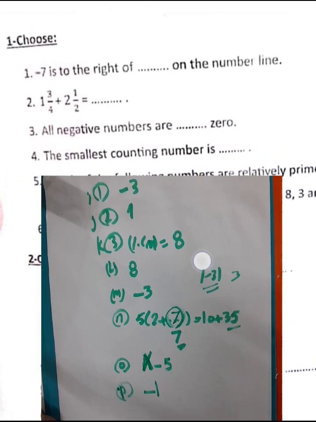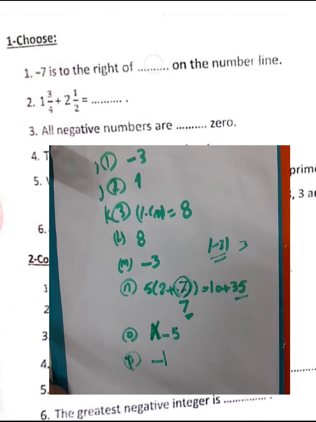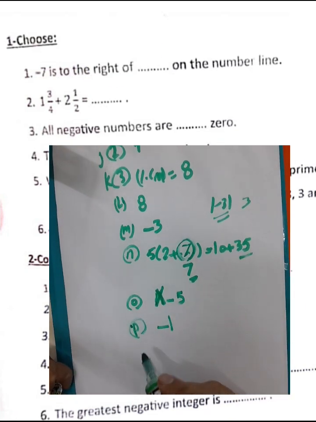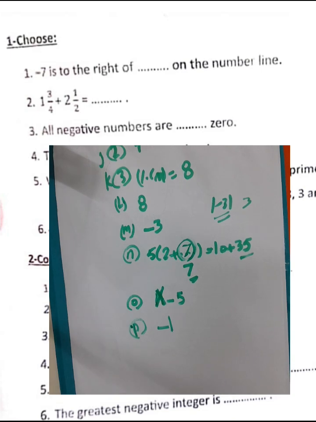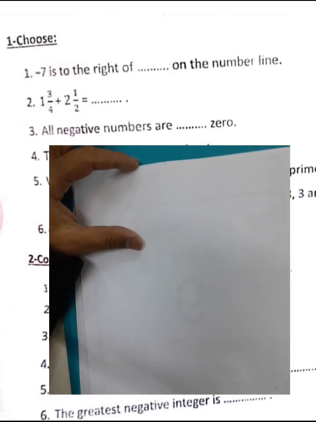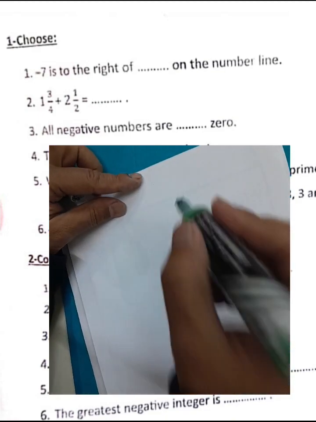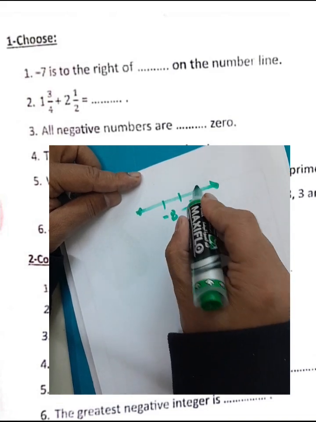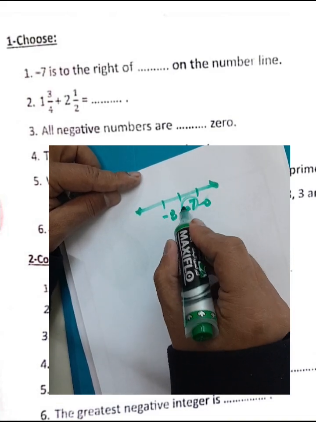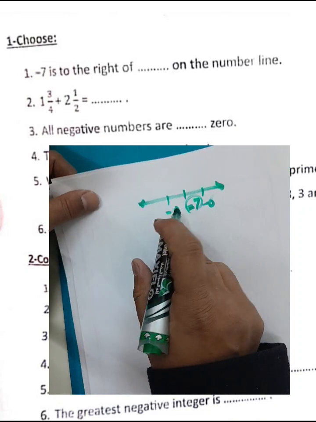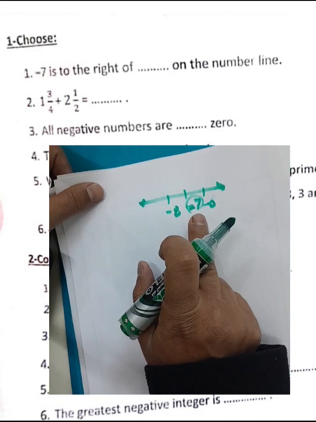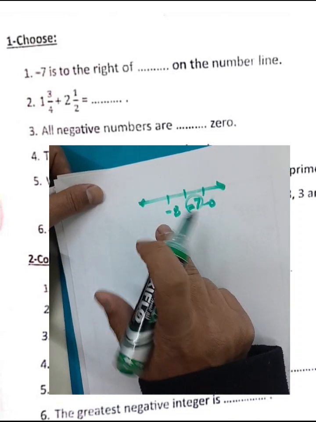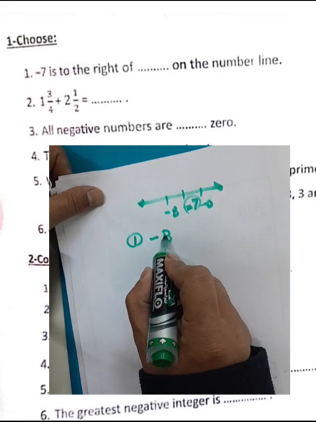Negative 7 is to the right of space on the number line. Negative 7 is right of what? Look here with me at the number line. Negative 7, and here negative 8, and here negative 6. Negative 7 is to the right of negative 8. Okay, negative 7 is to the right of negative 8 on the number line. The result will be negative 8.